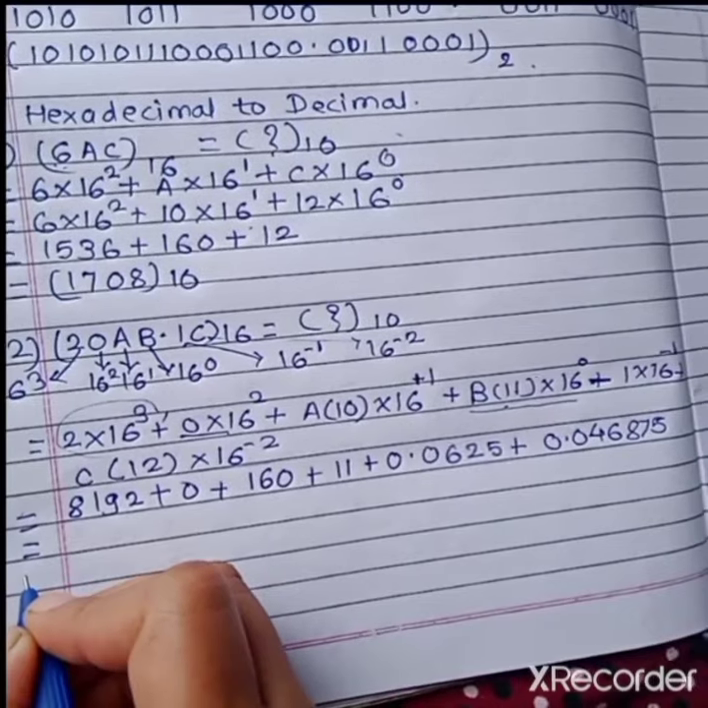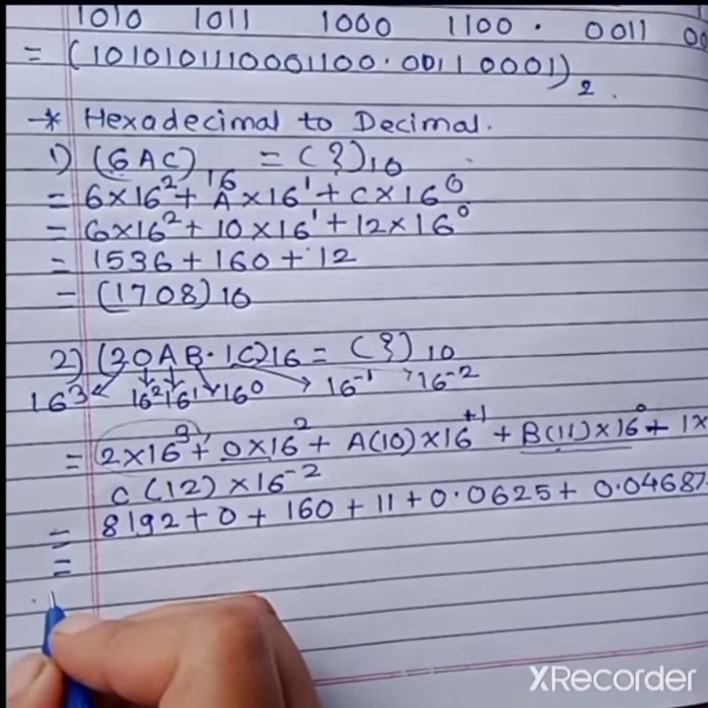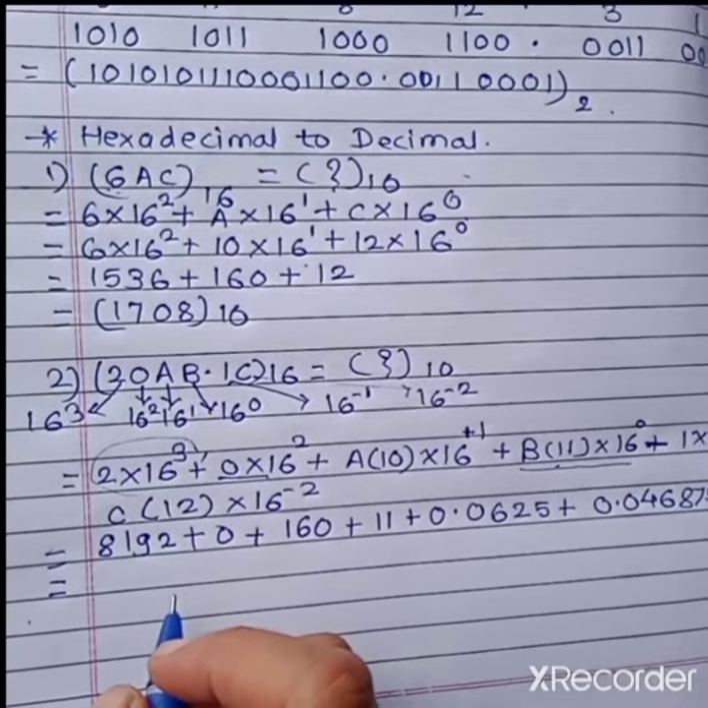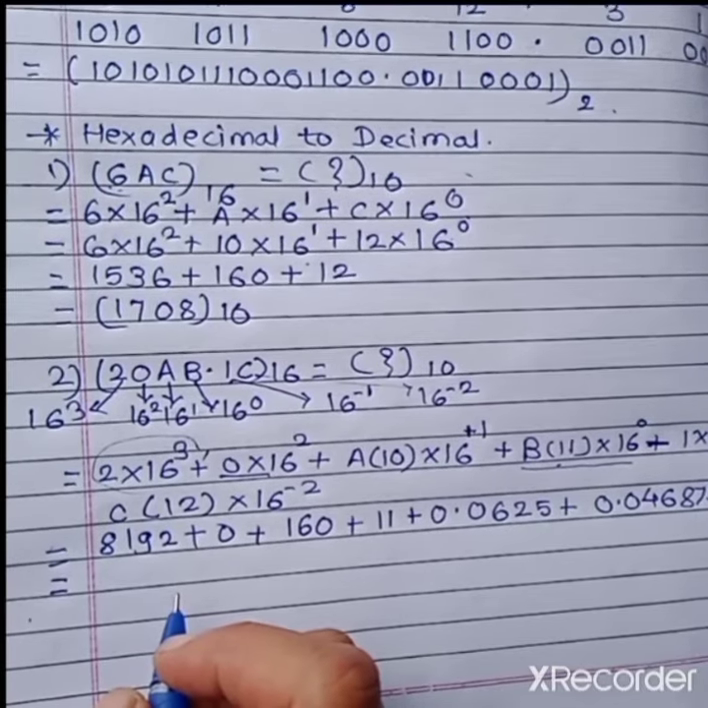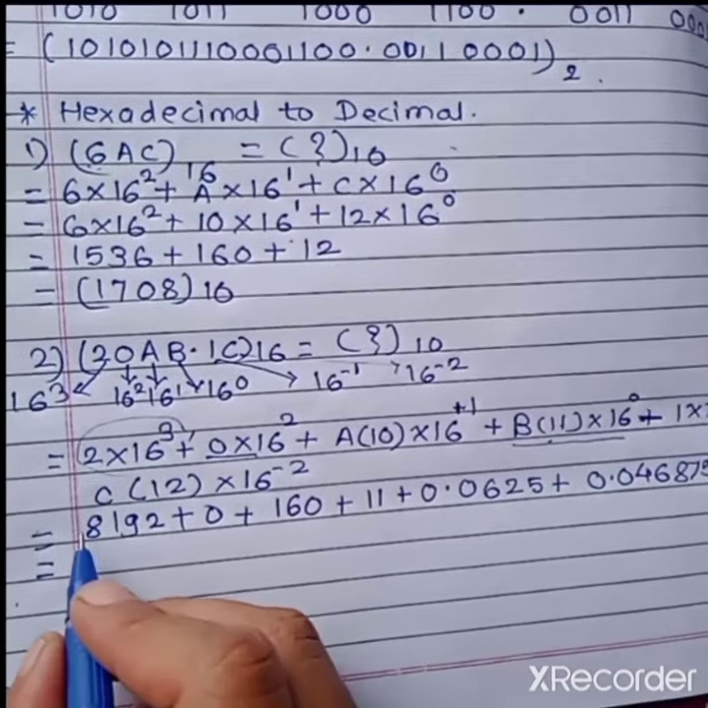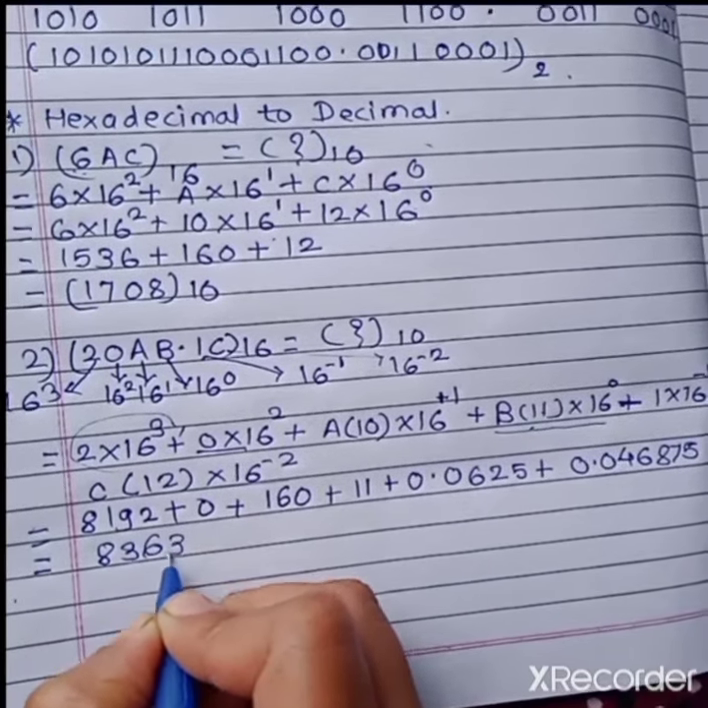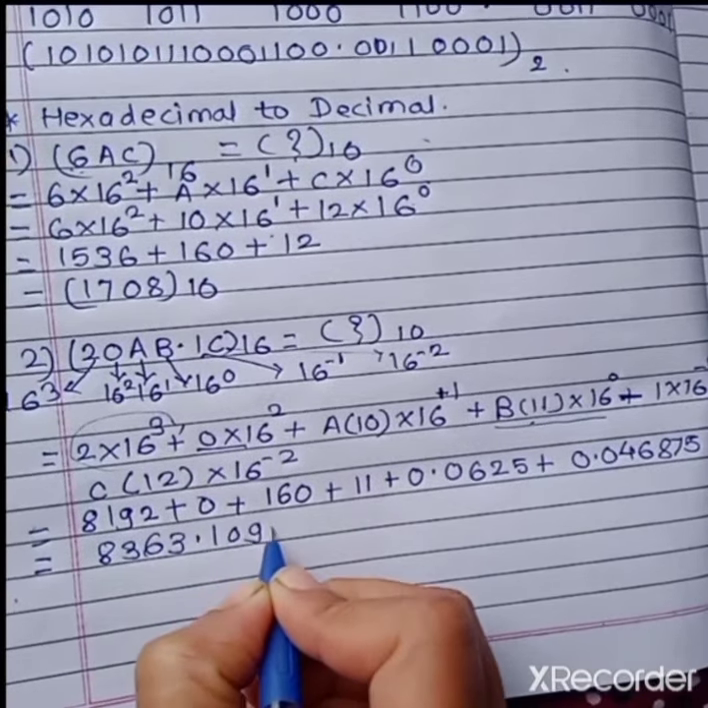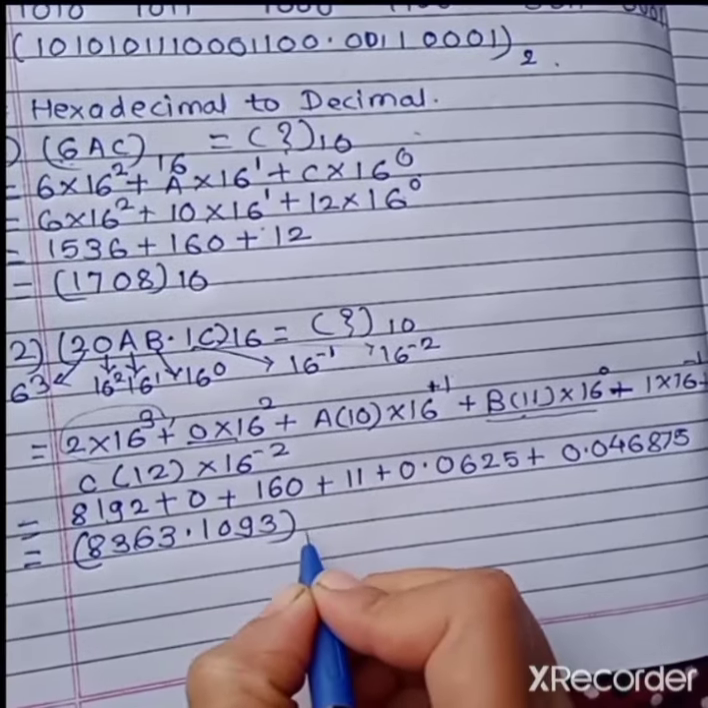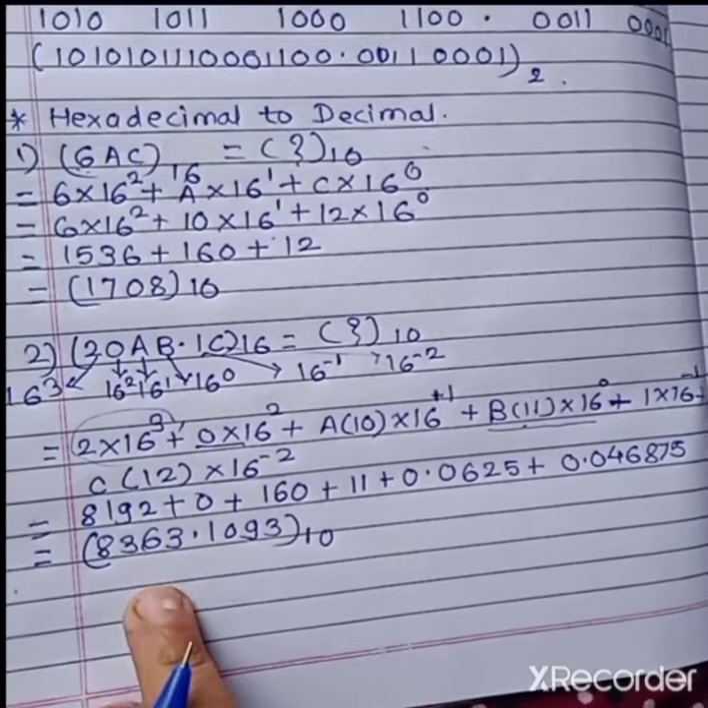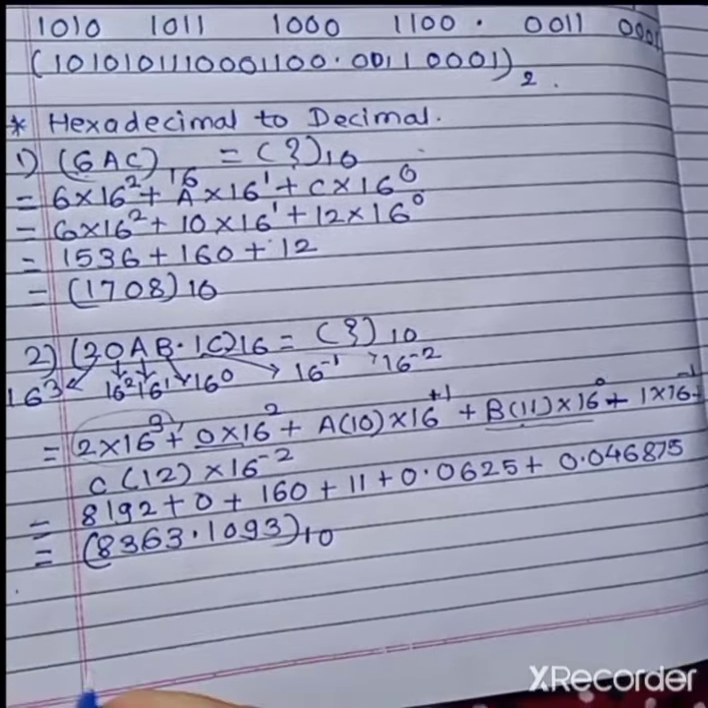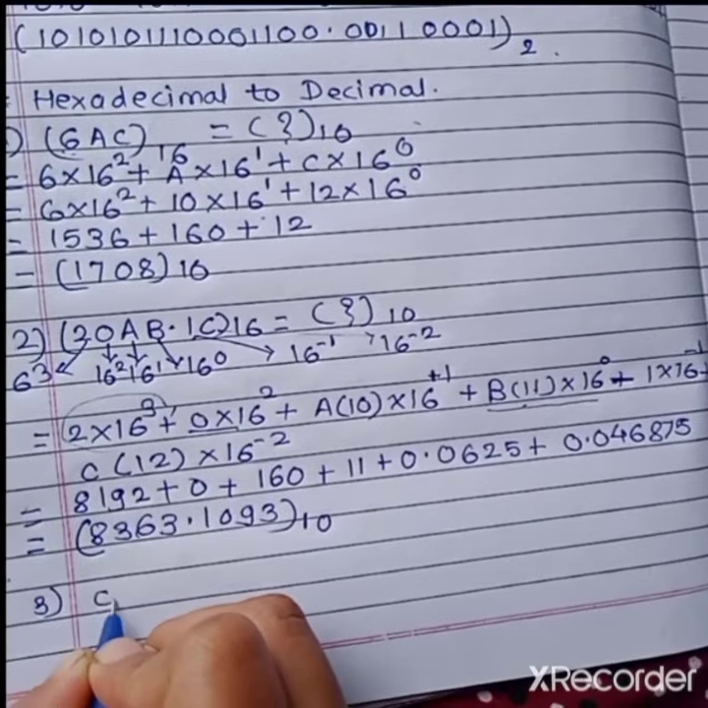I have performed these calculations previously, that's why I am writing here very fast. With the help of that scientific calci, I have done all the calculations. Then the addition of all these numbers is 8363.1093 to the base 10. So this is my final answer. Now we'll see another example.